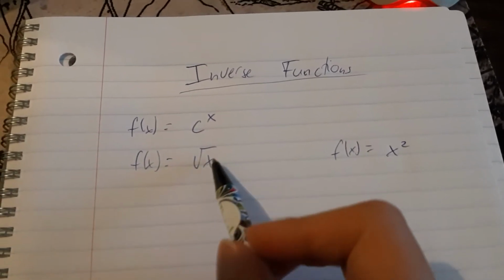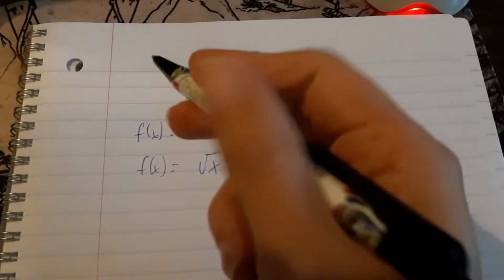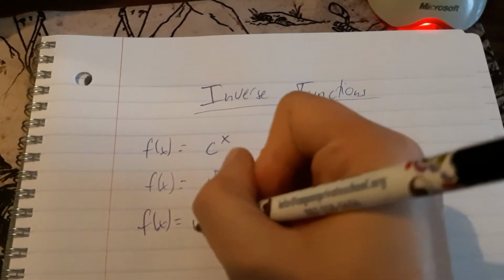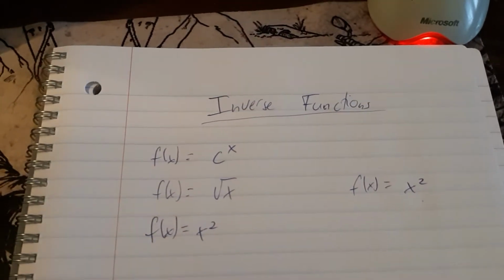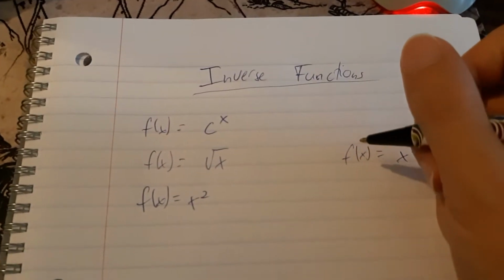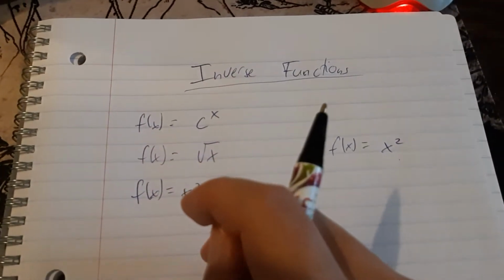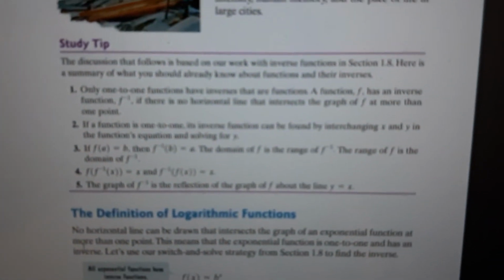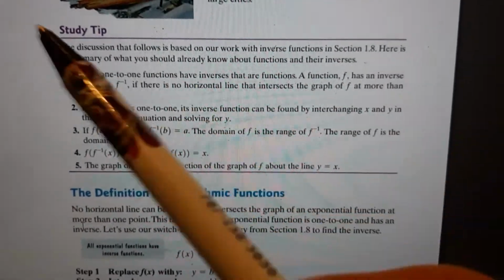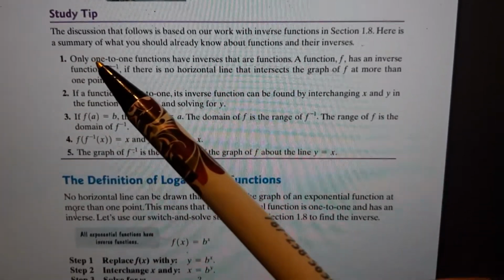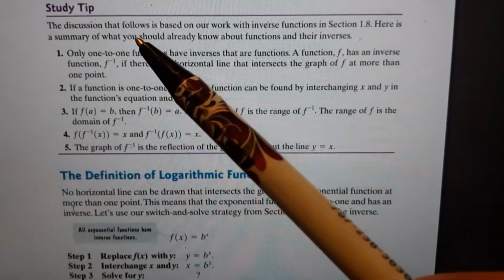Even though it works from square root to x squared, if we have f of x is equal to x squared, this actually does not have an inverse operation. Okay? In order for it to be an inverse operation, we must follow these steps right here. Let's see if it can focus. There we go. All right, so number one, it has to be only a one-to-one function.